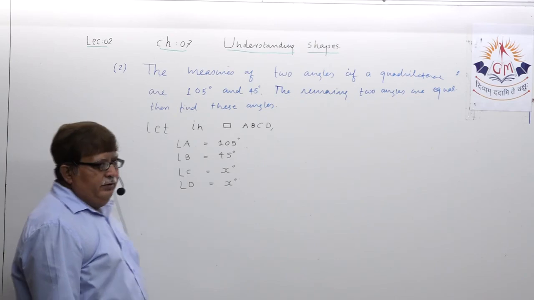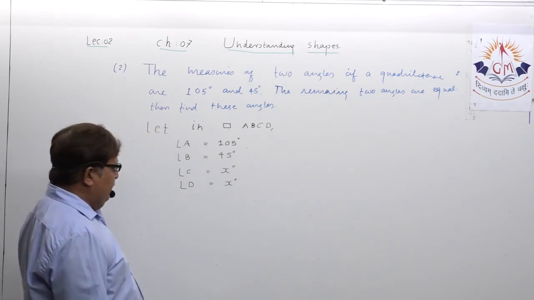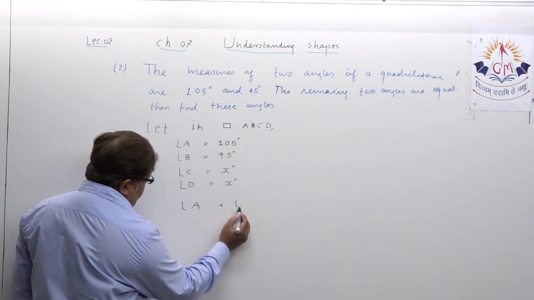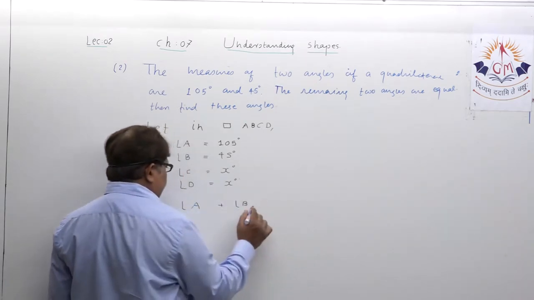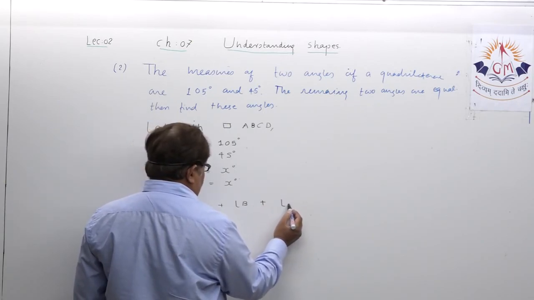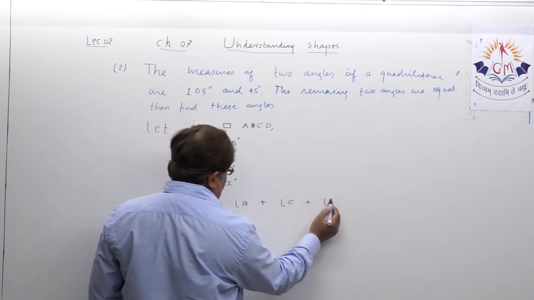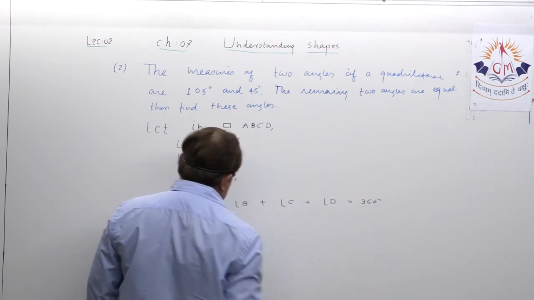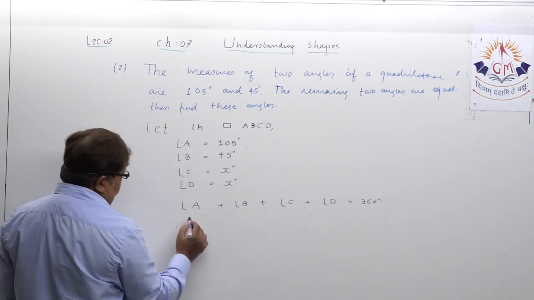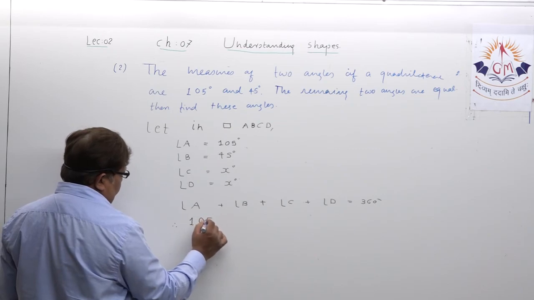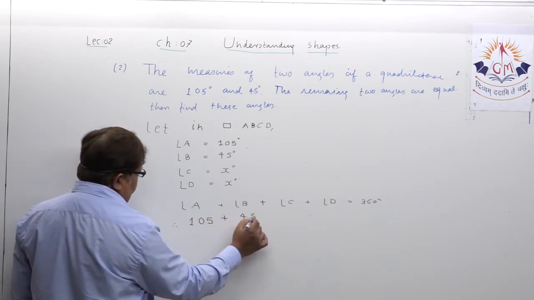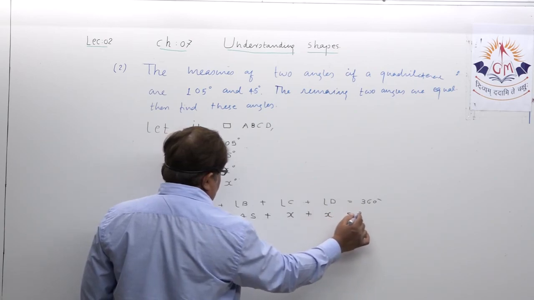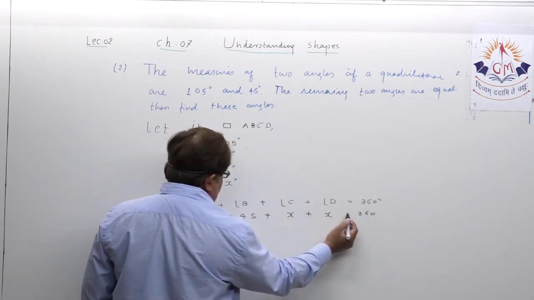Data has been represented: A, B, C and D. Let us try to solve. Right. Angle A plus angle B plus angle C plus angle D equal to 360. Okay. Let us substitute. 105 plus 45 plus x plus x equal to 360. Okay.